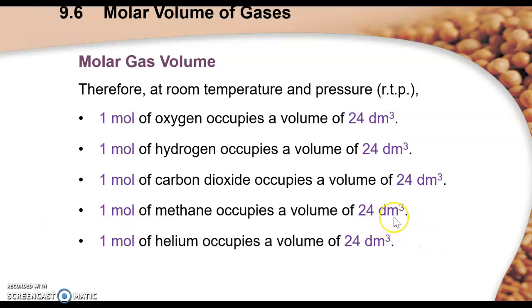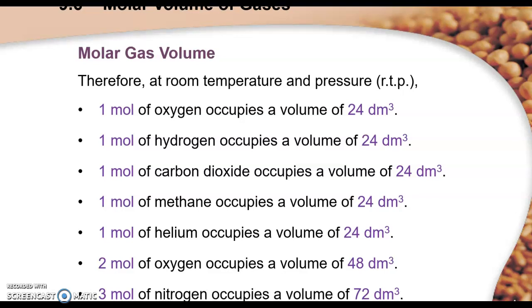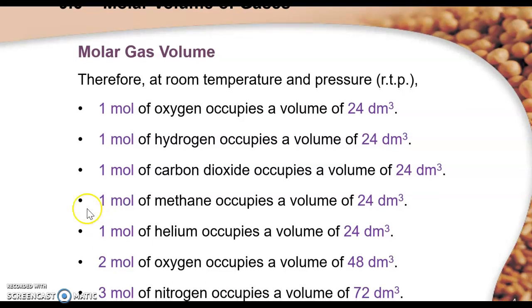As seen here, it doesn't matter what the molar mass of the gas is, whether it is monoatomic or diatomic, it doesn't affect the molar volume. 2 moles of oxygen will then occupy a volume of 48 dm cube. And similarly, 3 moles of nitrogen will occupy a volume of 72 dm cube.